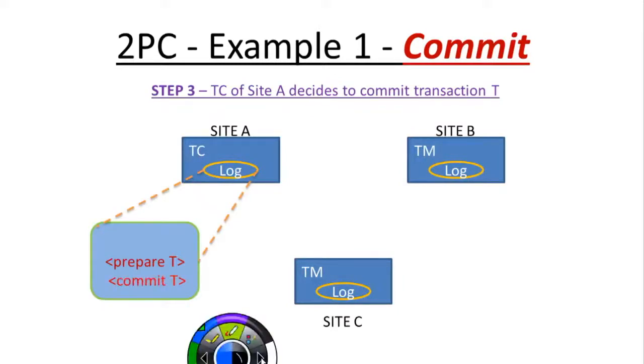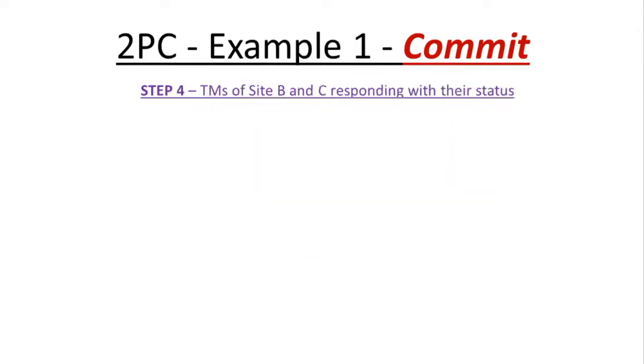Now the transaction coordinator site writes a commit T message in its log file, because all are ready to commit. Then it responds with a commit T message to all the participating sites. All the participating sites have decided to commit, so it writes in its log file, then communicates to the participating sites.